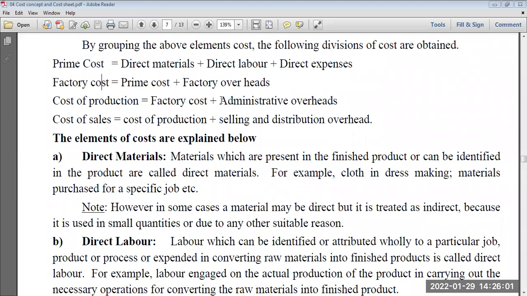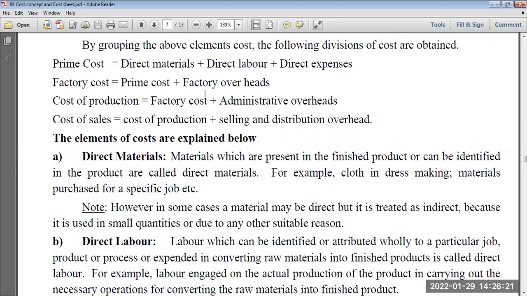So any example for administrative overheads now? Office rent is an example of admin overheads. Office salary, office insurance, office furniture depreciation. All these things are examples of admin overheads or office overheads.